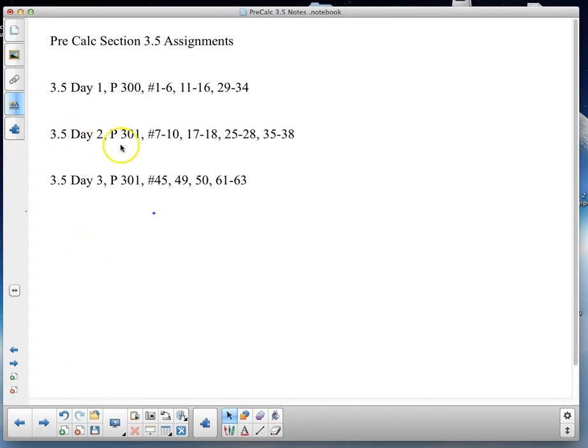Here's today's assignment. 3-5 day 2, page 301, numbers 7 through 10, 17 through 18, 25 to 28, and 35 to 38. Okay, have a great day, folks.